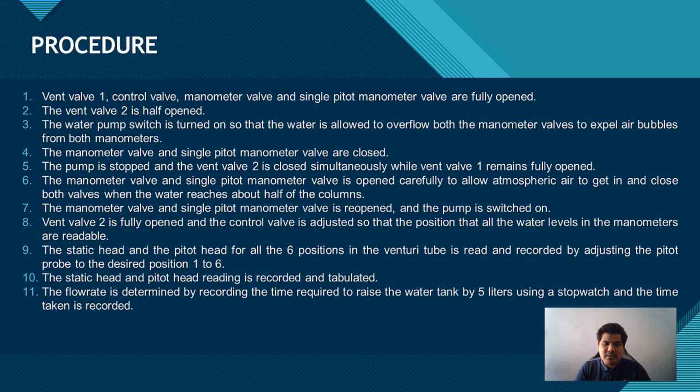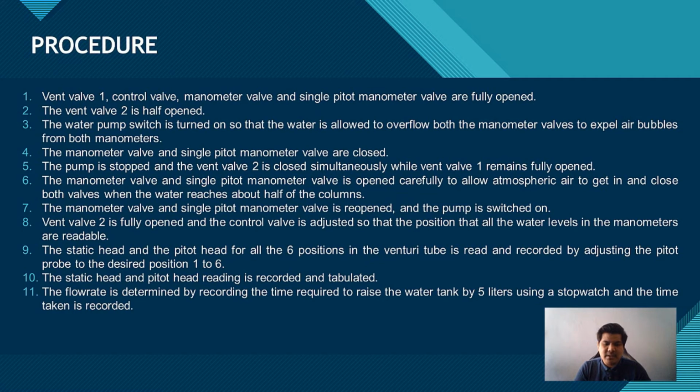The manometer valve and single pitot manometer valve is opened carefully to allow atmospheric air to get in and close both valves when the water reaches about half of the column. 7. The manometer valve and single pitot manometer valve is reopened and the pump is switched on. 8. When valve 2 is fully open and the control valve is adjusted so that the position that all the water level in manometers are readable.